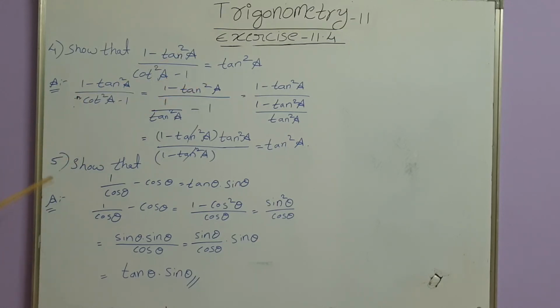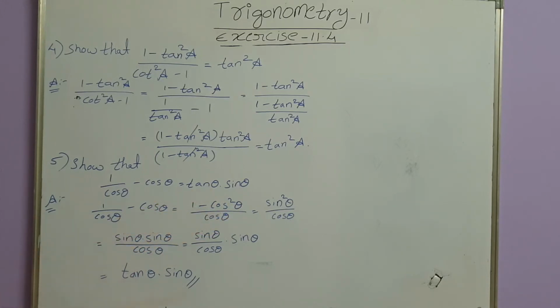Next, fifth one. Show that 1 by cos theta minus cos theta is equal to tan theta into sin theta. 1 by cos theta minus cos theta is equal to, this cos theta is taken to the denominator, so this cos theta is multiplied with cos theta. So (1 minus cos square theta) by cos theta is equal to, see, this is the formula: 1 minus cos square theta is sin square theta. So substituting sin square theta by cos theta.